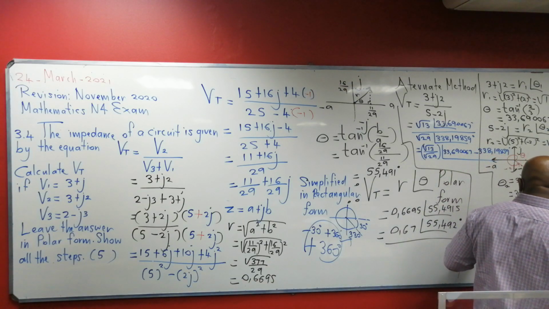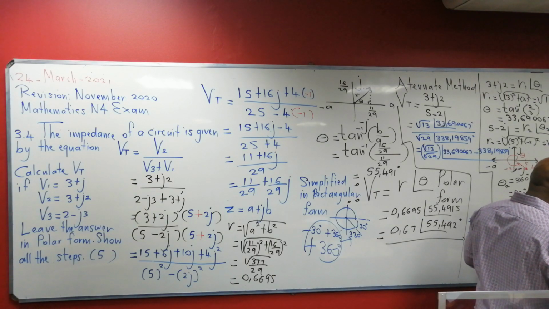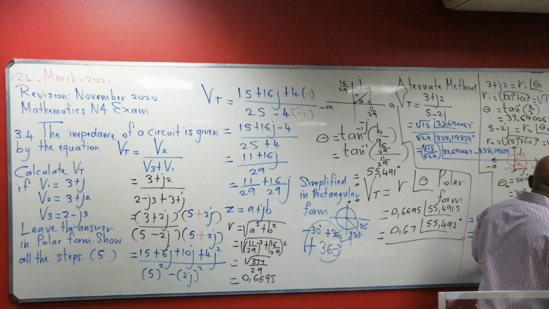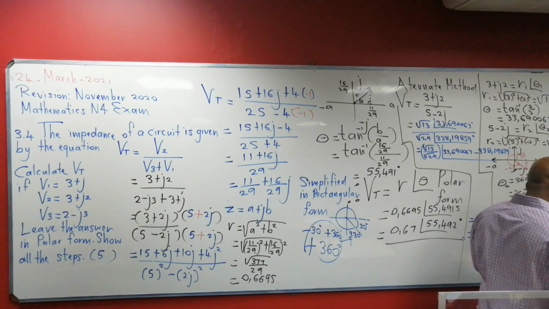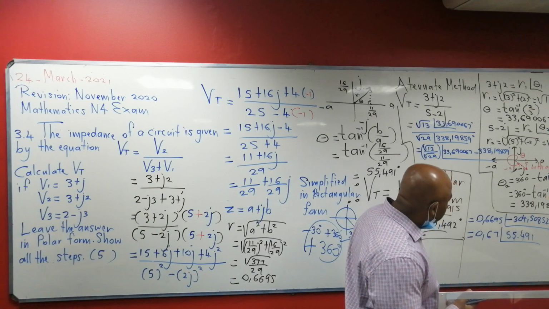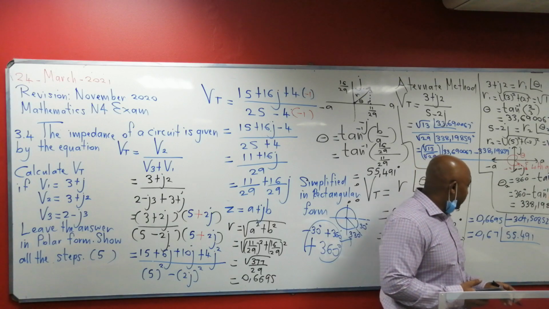So therefore this is equal to 0,67. And if I add plus 360 degrees there, I mean that's 55,491. I'm getting 491 here because I round up. But anyway, 55,491492. That is correct.